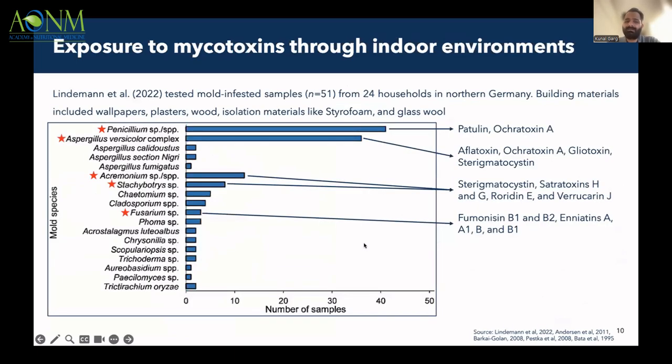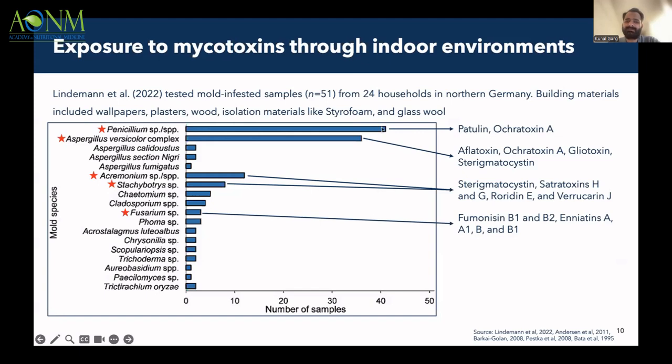But as we discussed, food is not the only form of exposure. Household and indoor environments are also a mode of exposure. This is a study from 2022 in Germany, in which building materials from 24 households were measured for mycotoxins and mold. You can see that certain species of mold really stand out, highlighted in red, and each of these species actually produces multiple mycotoxins.